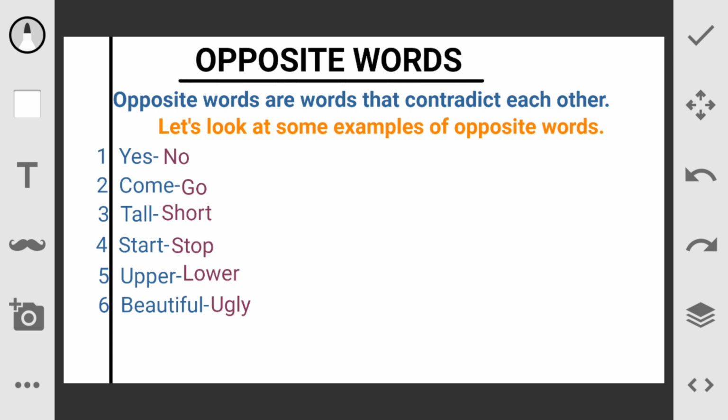The seventh word is top. What is the opposite word of top? The opposite word of top is under.